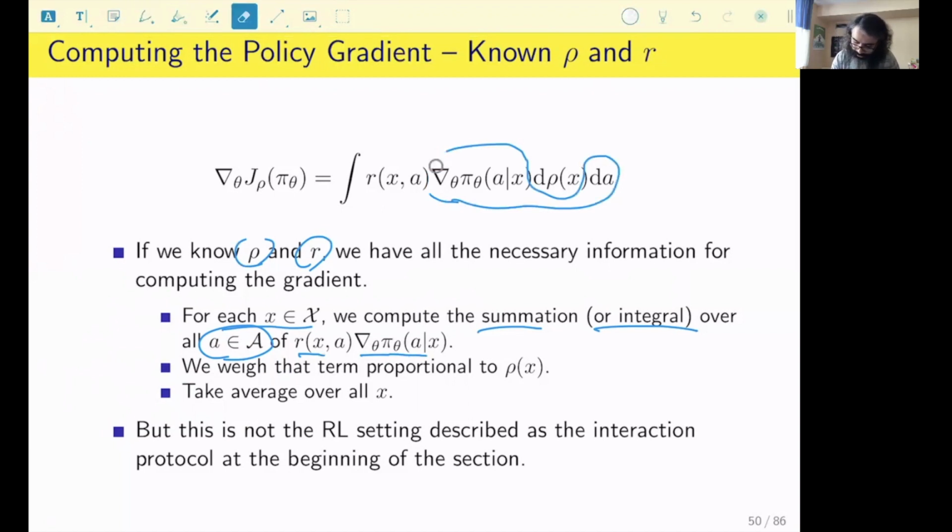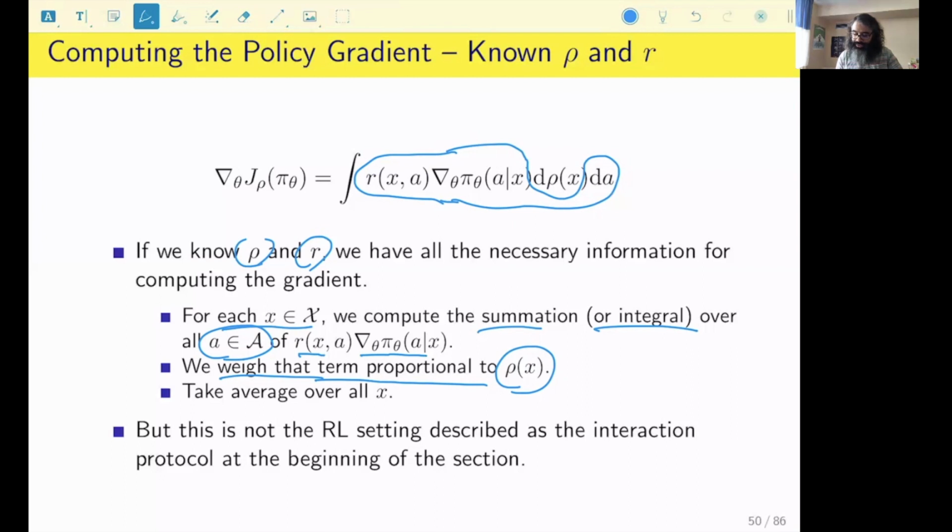I missed the reward part. And then we weight it according to that term proportional to rho of x, and then take average over all x. So this is, in principle, possible from information that is available to us. In practice, maybe we cannot really do it. If the state space or action space is continuous, we have to compute some integral, which may not be easy to compute. But at least from the information available to us, we can do it.